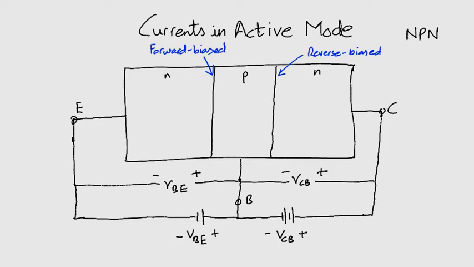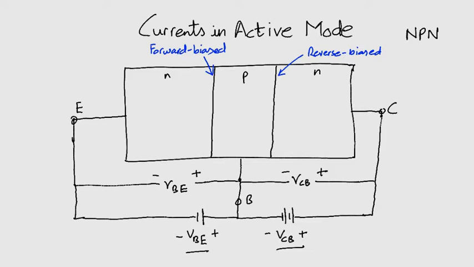Now, the DC voltage VBE causes the P-type base to be higher in potential than the N-type emitter. Therefore, the emitter base junction is forward biased. VCB, this one, causes the N-type collector to be at a higher potential than the P-type base. Therefore, the collector base junction is reverse biased. Agreed?